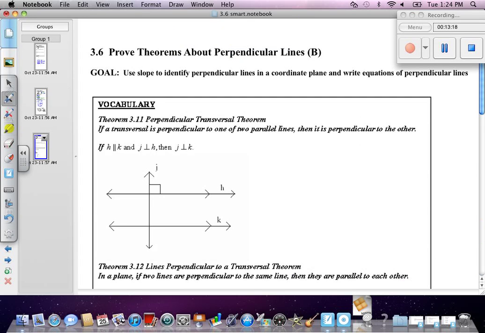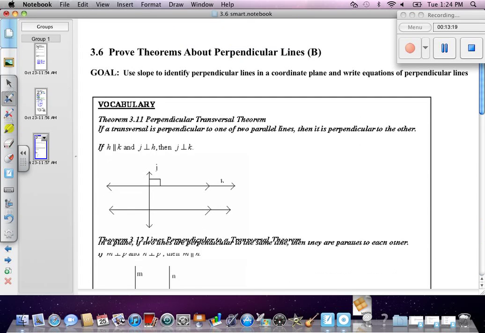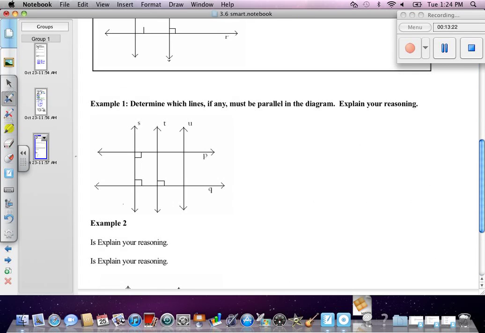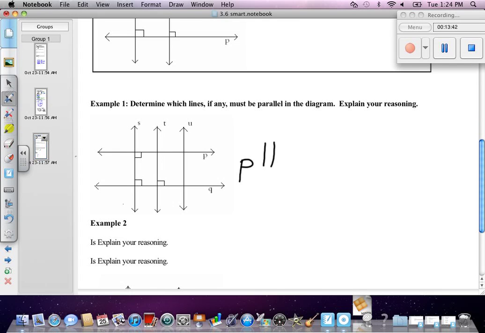So we're going to look at one like that. Let's flip it over. We're looking at example 1. Determine which lines, if any, must be parallel in the diagram. Explain your answer. Okay, so S is perpendicular to P, and S is also perpendicular to Q. Therefore, P must be parallel to Q. Do you see how S is perpendicular to both of these? Therefore, those two lines must be parallel to each other.